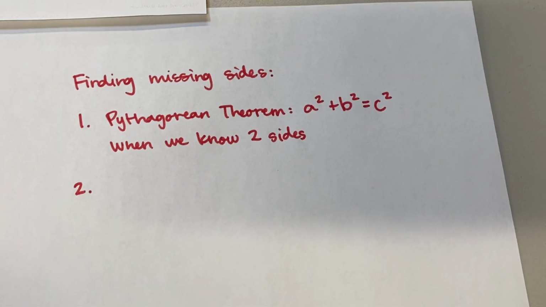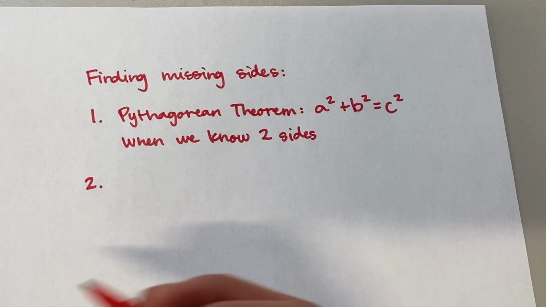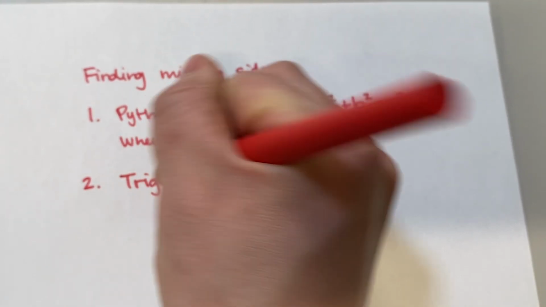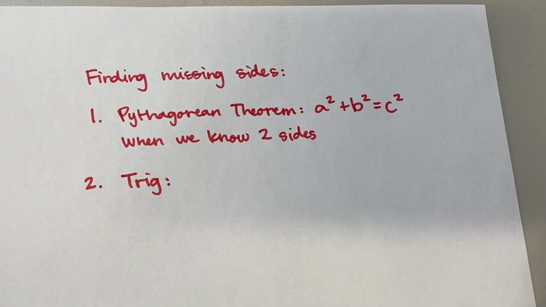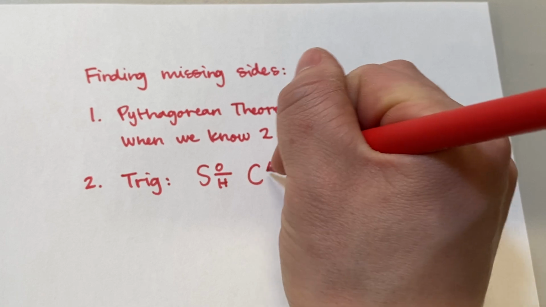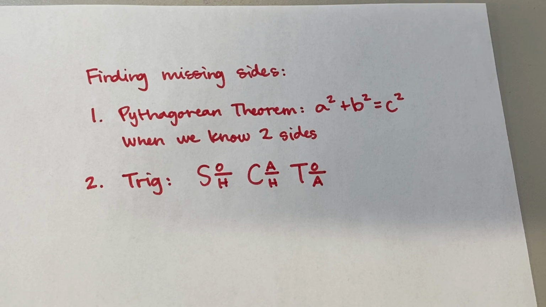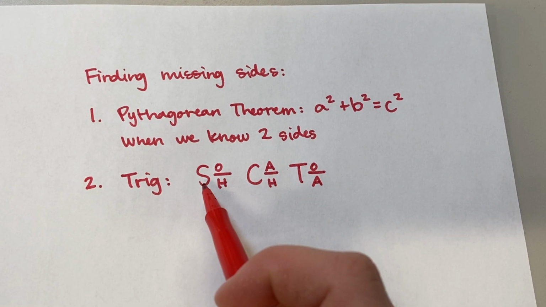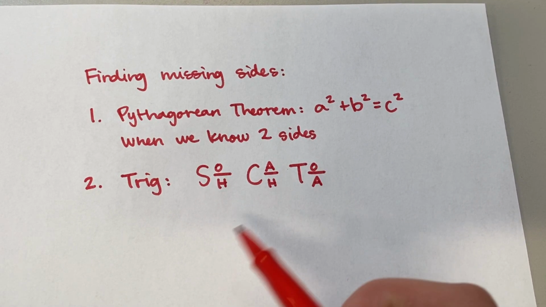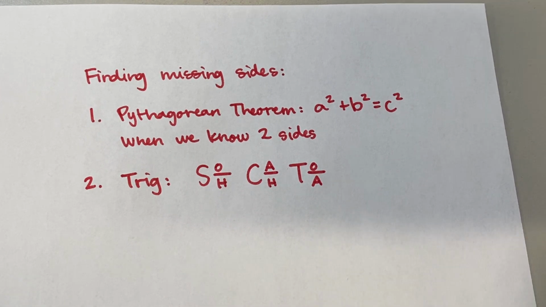The second way is sometimes it doesn't give you two sides of the triangle. Sometimes it gives you an angle and a side. This is where we have to use trigonometry. We'll just say trig. Or in other words, this is referring to SOH CAH TOA, our three trigonometric functions, sine, cosine, and tangent. These ratios have to do with the sides: opposite over hypotenuse, adjacent over hypotenuse, opposite over adjacent.